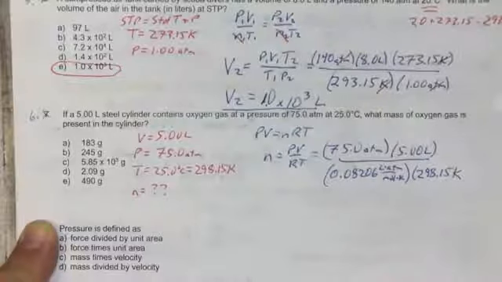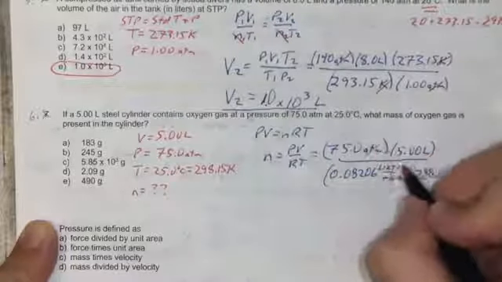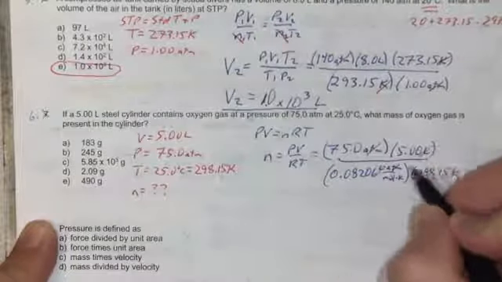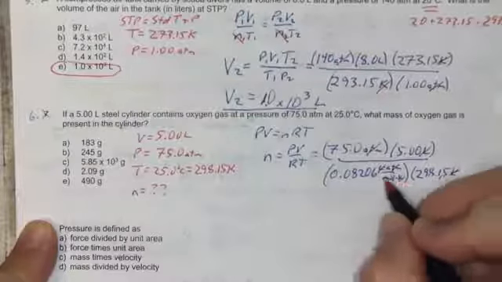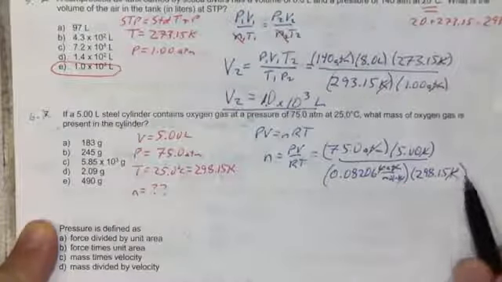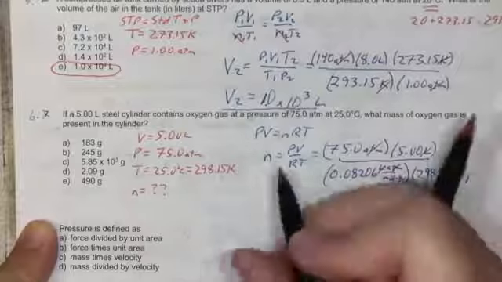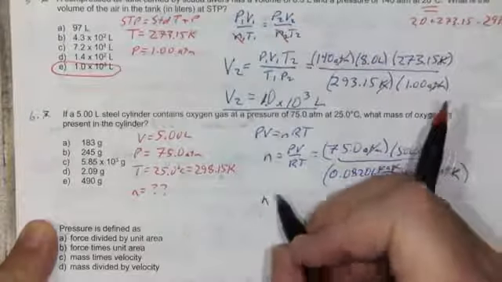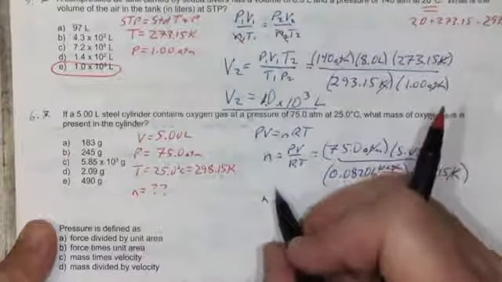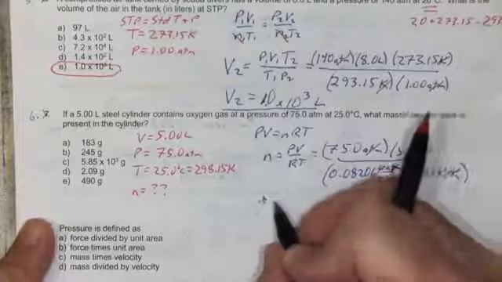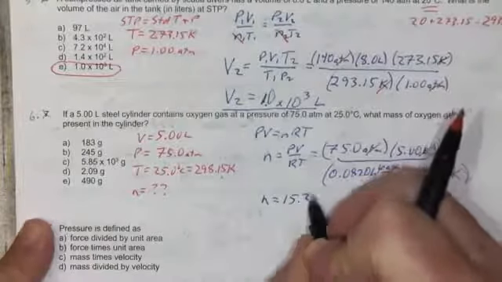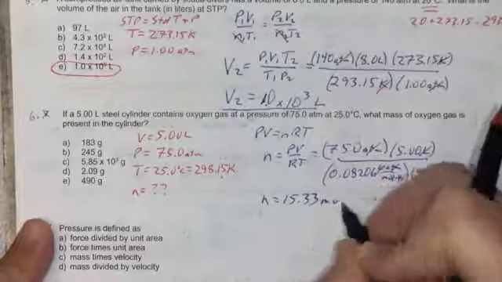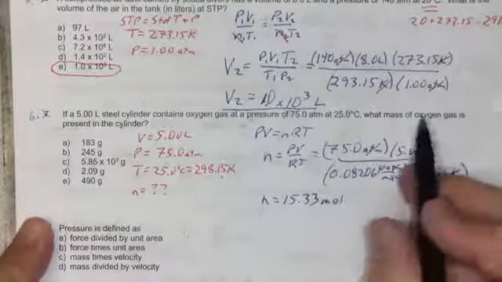Now, if you check the units, you'll see that everything cancels appropriately. Atmospheres cancels atmospheres. Liters cancels liters. Kelvin cancels Kelvin. Mole is in the denominator of the denominator, so it comes up to the numerator. And n, in this case, calculates out to be 15.33 moles. Now that's 15.33 moles of oxygen.